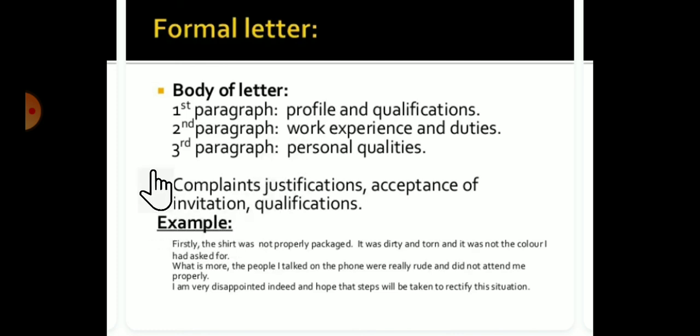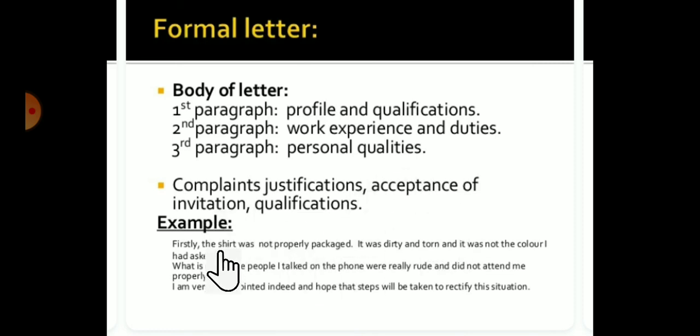So either you can divide the body of the letter into one paragraph, two paragraphs, third paragraph, or you can write only one paragraph as the middle body, no issue. These 3 paragraphs are not so important. Either you can choose only one paragraph or only 2 paragraphs, or if you have some time you can write 3 paragraphs as the middle body of the letter. Then comes another point, complaints, justification, acceptance of invitation or qualification. So this is the last point of the formal letter.